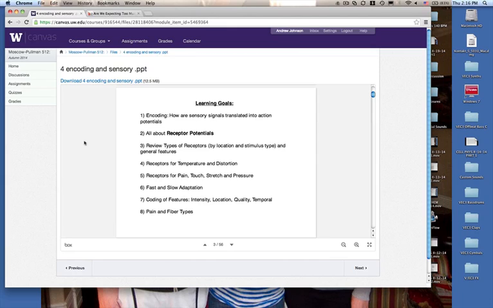We're going to talk about a few different types of receptors. Basically our somatic receptors, so our skin receptors and some of our organ receptors, some receptors for temperature and distortion, and also for pain.